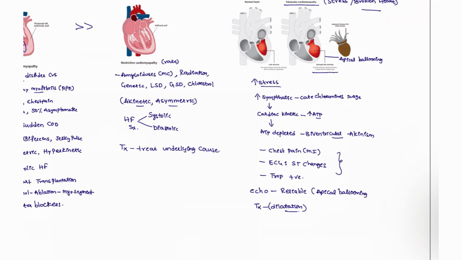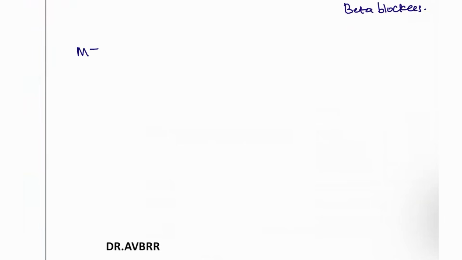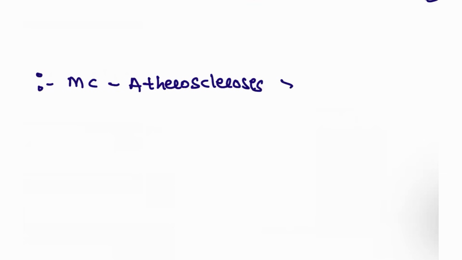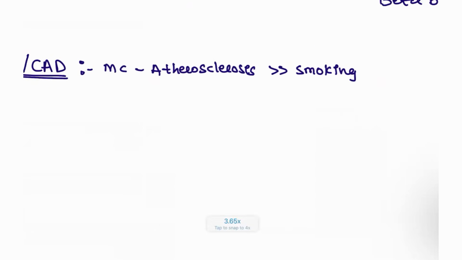All right. Next, we are going to move on to myocardial infarction. The myocardial infarction, which is also known as coronary artery disease. The most common cause will be patients who are suffering from atherosclerosis. Okay, atherosclerosis. And the second most common is smoking. Premature deaths with the MI are due to smoking. If the patient is more than 50, then it is most likely atherosclerosis, right?